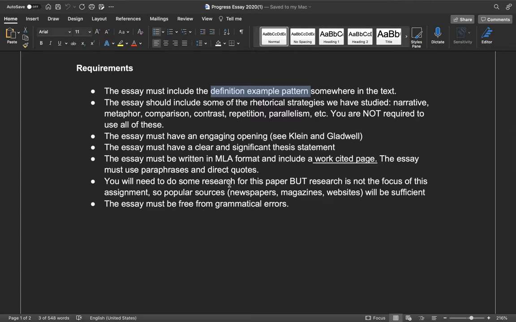Likely you will need to do some research for this paper, but I want to stress that research is not the focus of the assignment. So popular sources like newspapers, magazines, websites, they'll be enough. In our final essay, we will take a deeper dig into research and using scholarly research databases to get information.